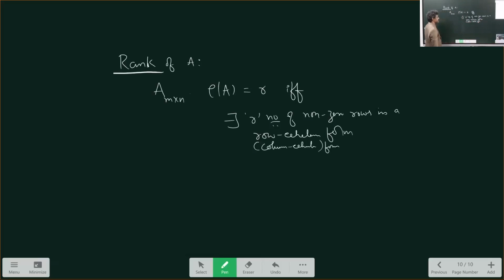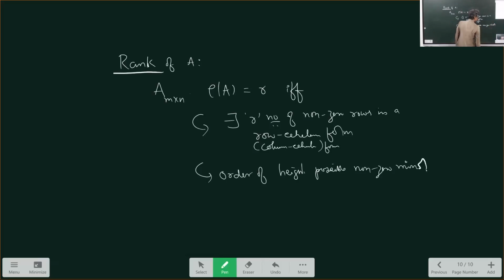Okay, this is one way of giving the things. I can also define the rank using the minor. So this can be written as the order of the highest possible non-zero minor. What is the meaning of non-zero minor? It is the order of the highest possible non-zero minor.